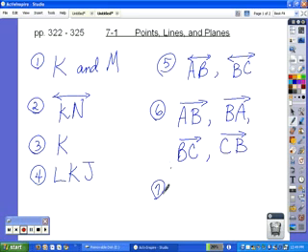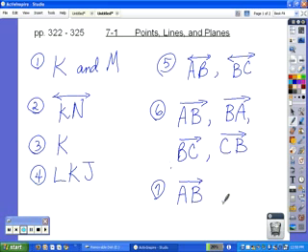Number 7, they're asking us for another name for ray AC. Well, if you start at point A and go through point C, you'll also know that ray AC also starts at point A and goes through point B as well, so we can name this ray AB as well as ray AC. It's the same ray since it starts in the same place.